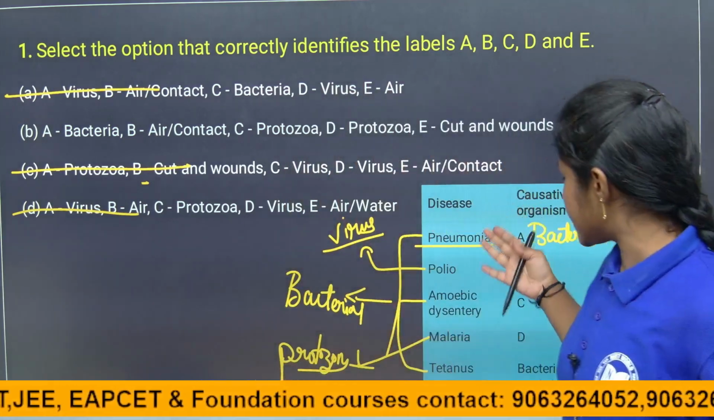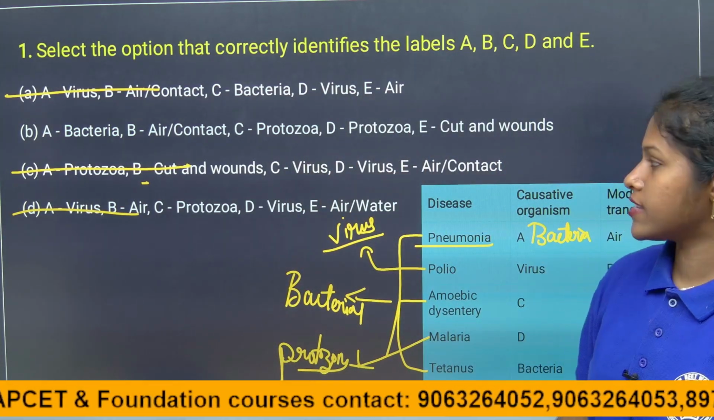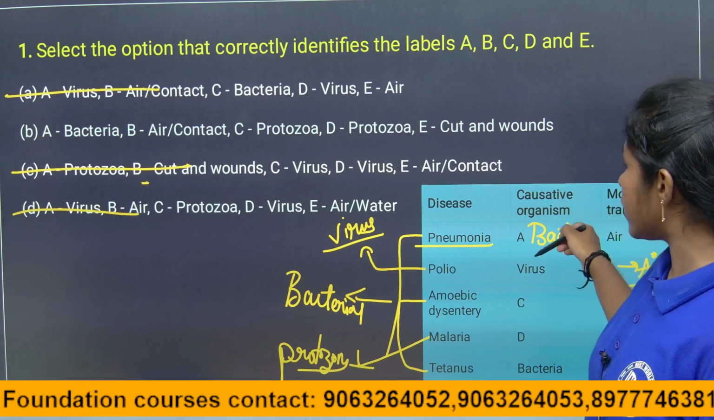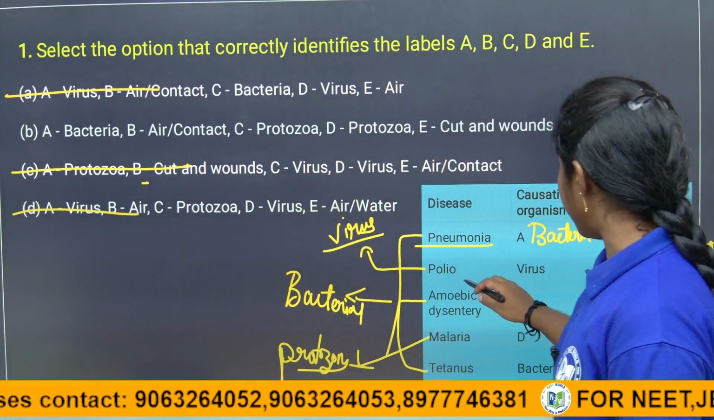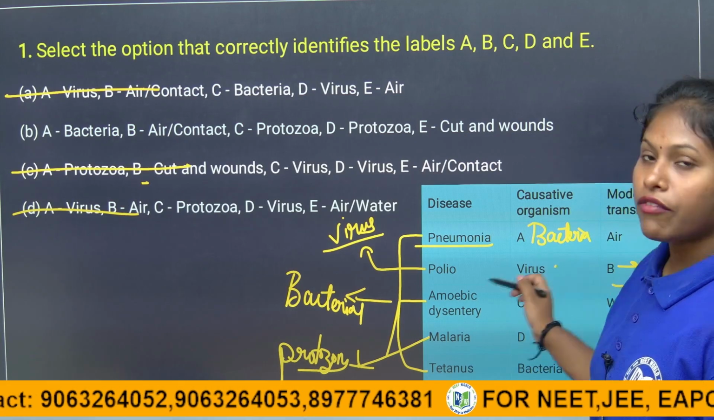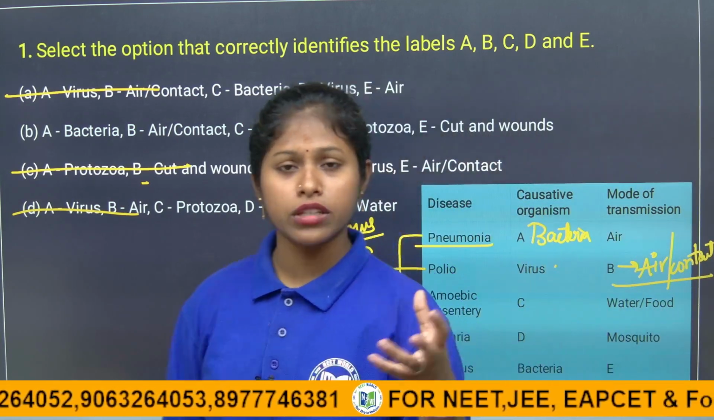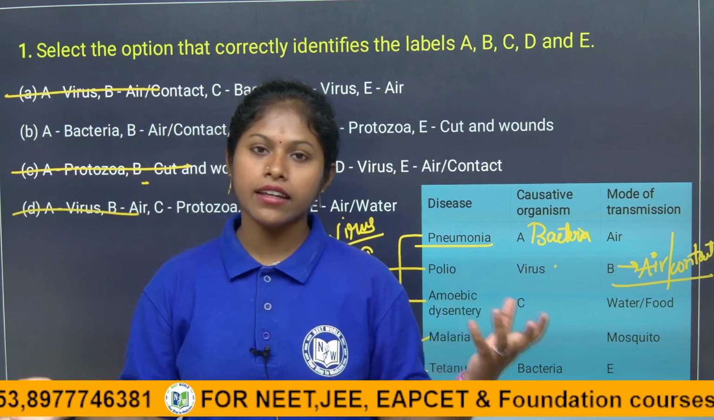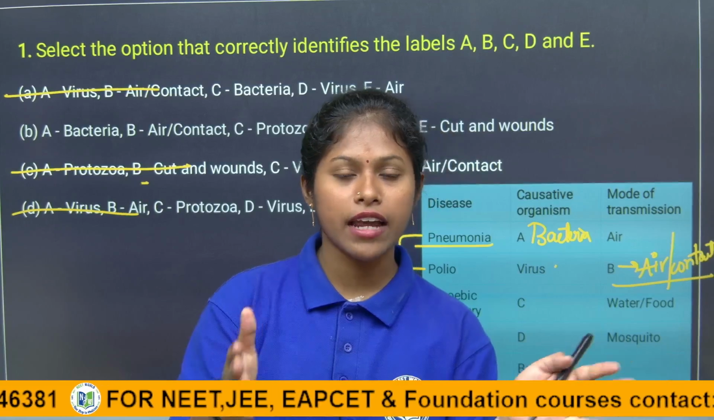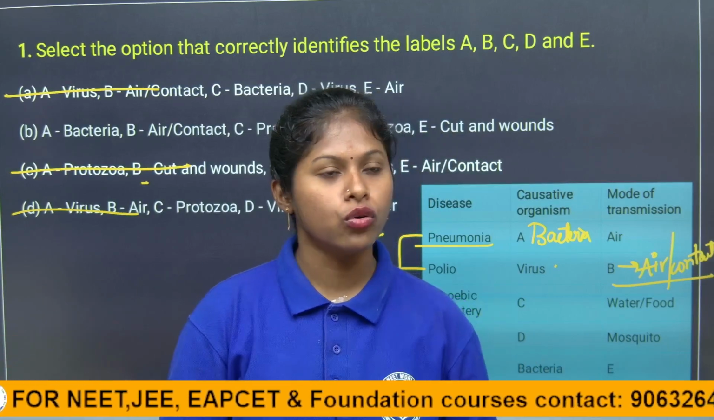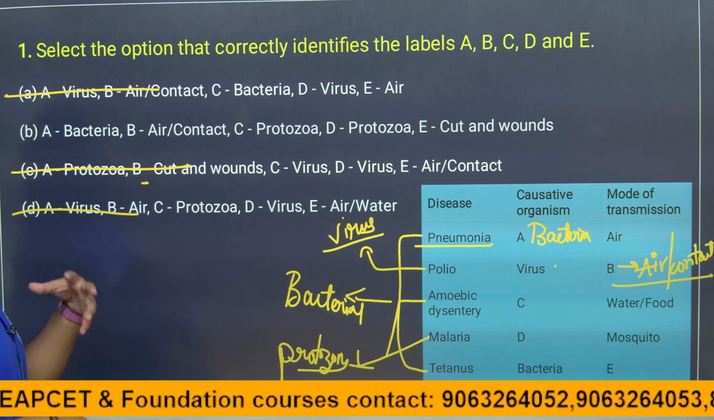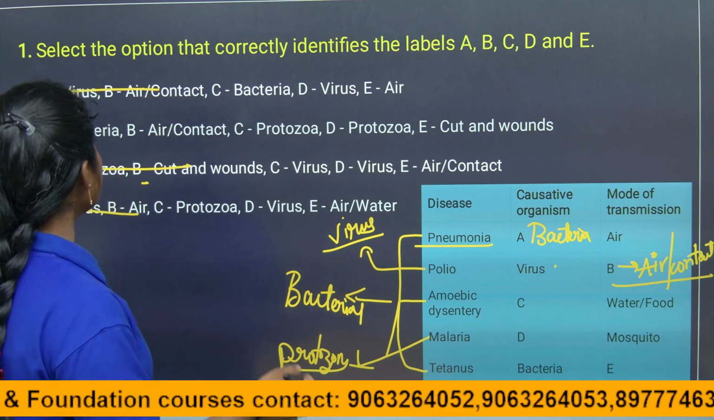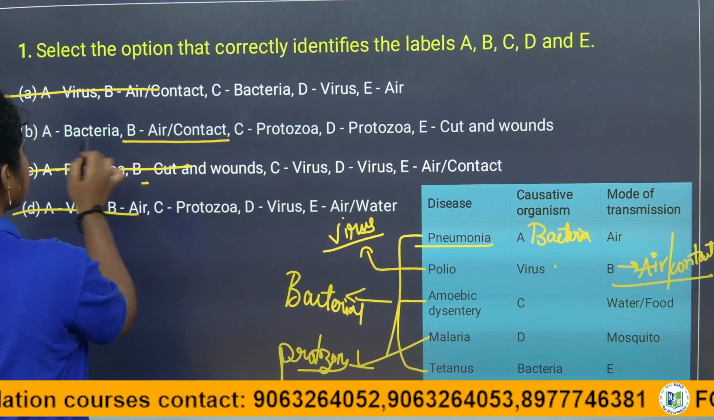I know tetanus and pneumonia are bacterial diseases. So see here, the causative organism for pneumonia is bacteria. So A is bacteria. And here B, poliovirus, is a virus, children. A virus can easily spread through contact. It is like COVID. COVID-19 is a flu; it travels from one person to another through the air, right? So it spreads either by contact with that person or through the air. So B as air and contact is also a correct answer.